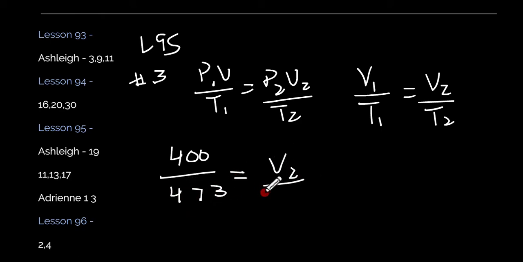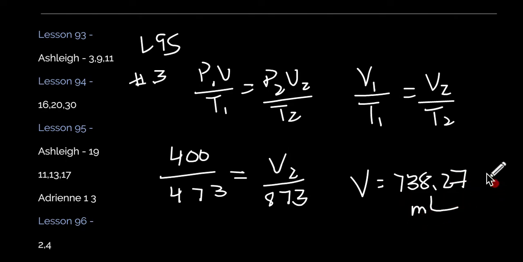Volume 2, they say to solve for V2 first, but it's pretty easy. Cross multiply, this times this divided by this, and you get the volume equals 738.27 milliliters. All right, finished lesson 95.